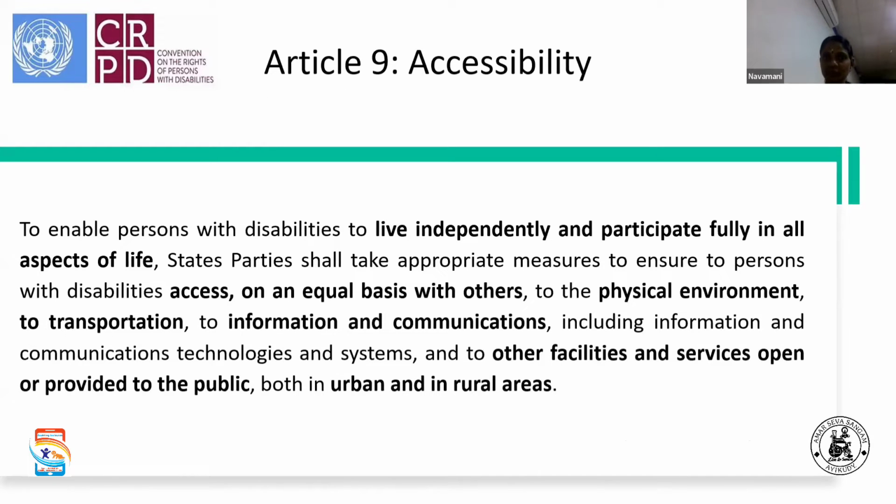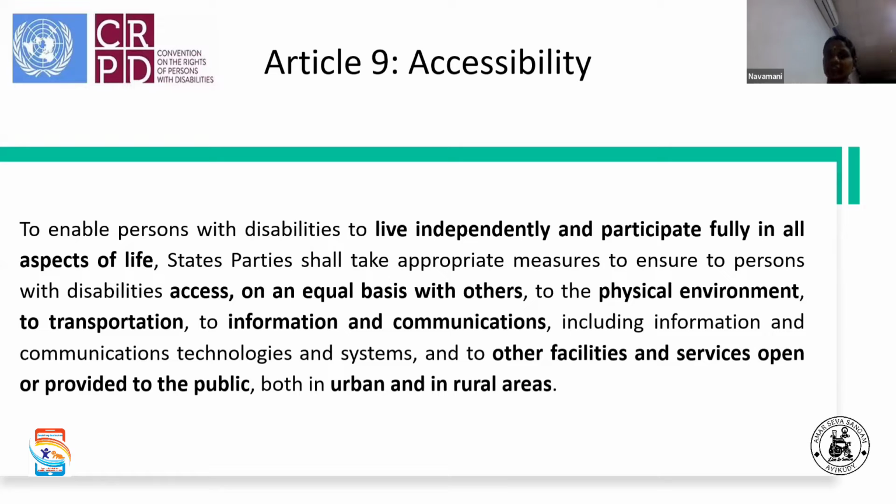Article 9, which talks about accessibility to enable persons with disabilities to live independently and participate fully in all aspects of life. State parties shall take appropriate measures to ensure to persons with disabilities access on an equal basis with others to the physical environment, to transportation, to information and communications, including information and communication technologies and systems, and to other facilities and services open or provided to the public, both in urban and rural areas.